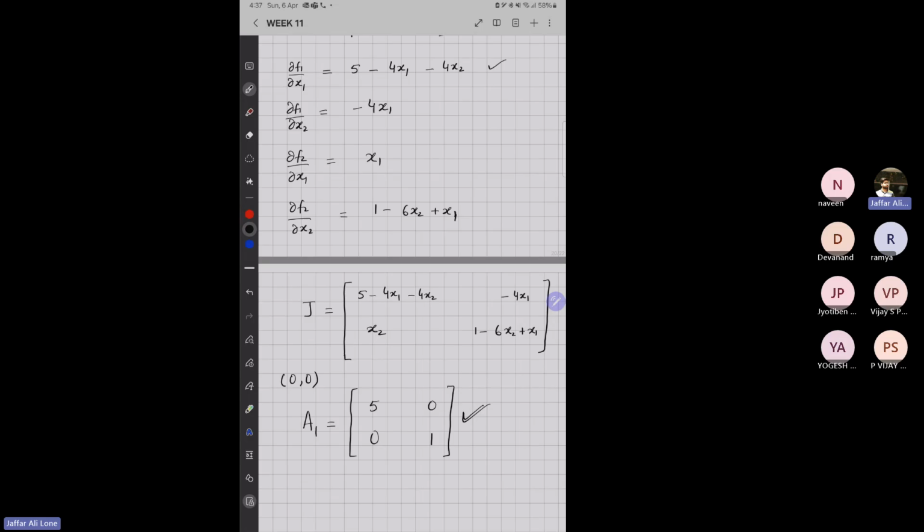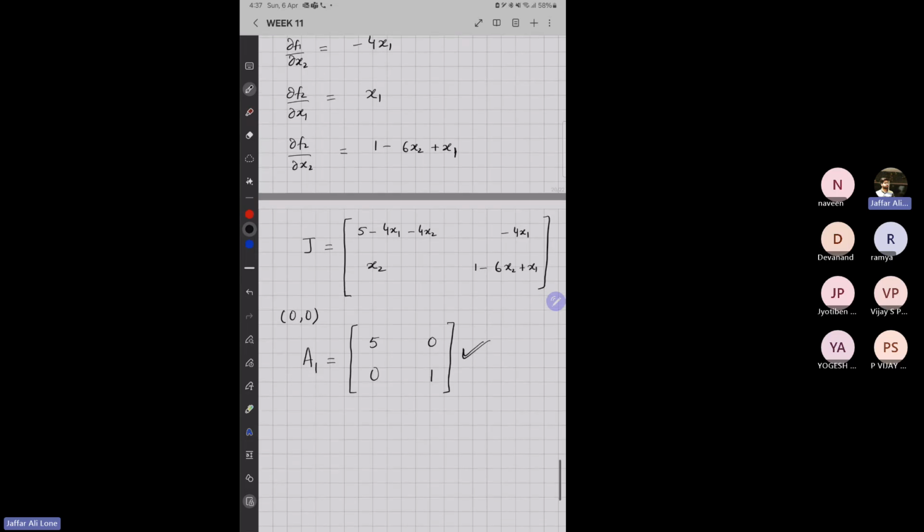When I know the A matrix, I can find whether my system is stable or not. Can you find the eigenvalues of the system? Since this is a diagonal matrix, the eigenvalues are the diagonal elements. Lambda 1 is 5 and lambda 2 is 1. Both these eigenvalues are positive. They lie in the right half plane. So what does this mean? Is my system stable or not? My system is not stable for this equilibrium point. So the equilibrium point 0, 0 is not stable.